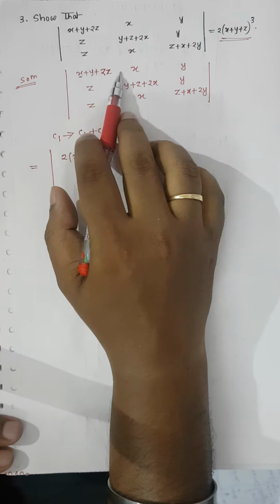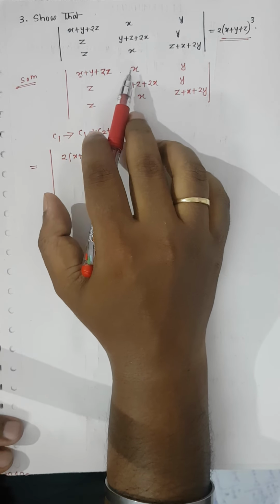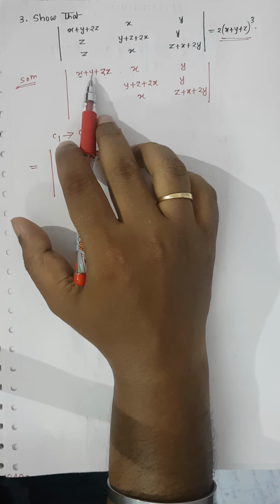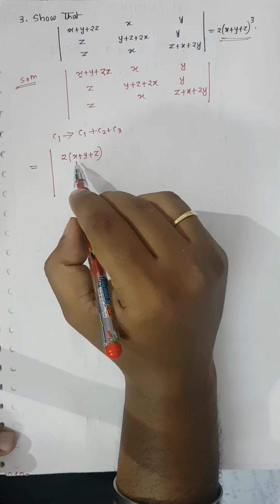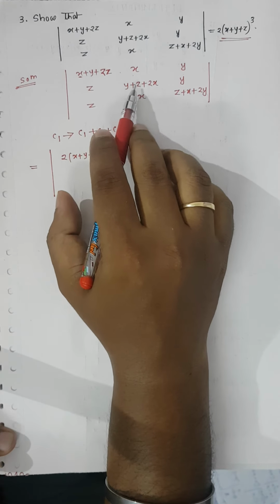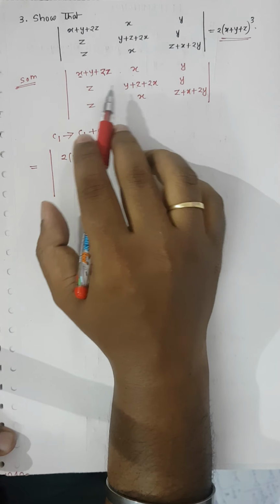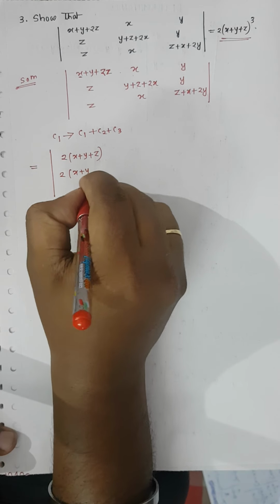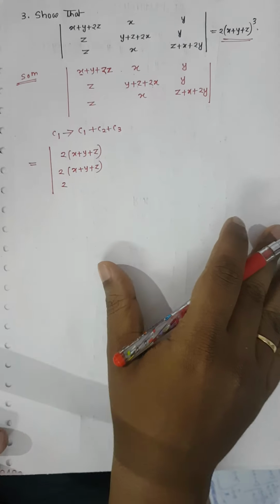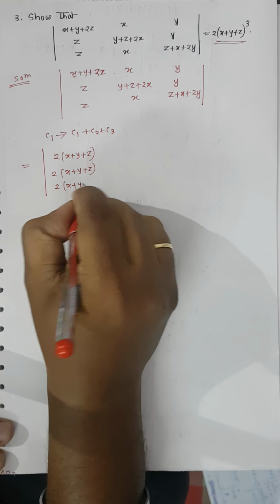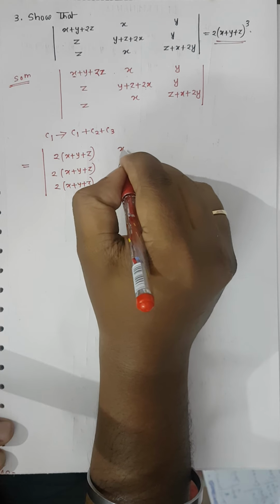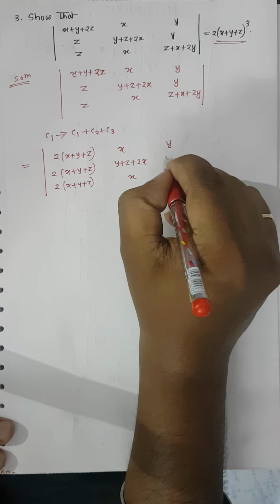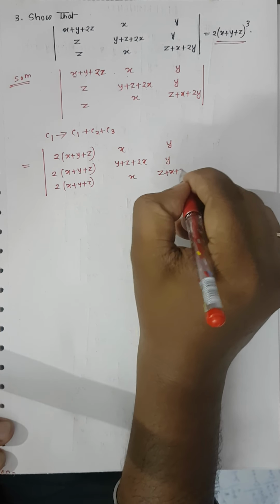See, in column 1 I have x plus y plus 2z, in column 2 x, in column 3 y. If I add them, it will be 2x, 2y and 2z, so I am getting 2 into (x plus y plus z). Similarly, in row 2, y plus z plus 2x, if I add them, I will have 2x, 2y and 2z, clearly 2 into (x plus y plus z), and again 2 into (x plus y plus z) in row 3. The other columns are x, y plus z plus 2x, y, z, x plus 2y.